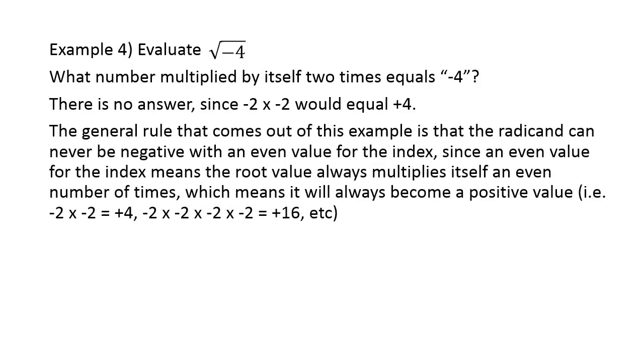So the general rule that comes out of this example is that the radicand can never be negative with an even value for the index, since an even value for the index means the root value always multiplies itself an even number of times, which means it will always become a positive value. That is, -2 times -2 is positive 4. -2 times -2 times -2 times -2, so that's 4 times, equals positive 16, etc.